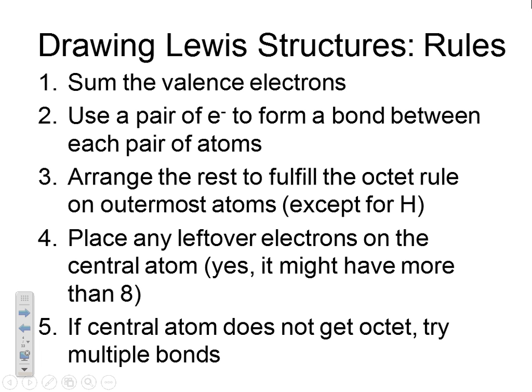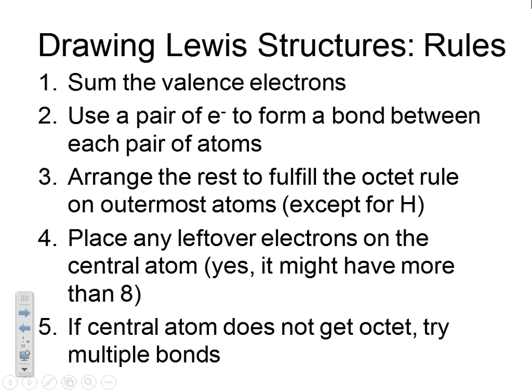So drawing Lewis structures, we have a series of rules that we follow, and if you follow these rules all the time, you'll always have a correct Lewis structure. The key is remembering what the rules are. So the first thing that you want to do when you want to draw a Lewis structure to show covalent bonding, number one, sum up the valence electrons that you have in your species. Then you want to use a pair of electrons to form a bond between each pair of atoms.